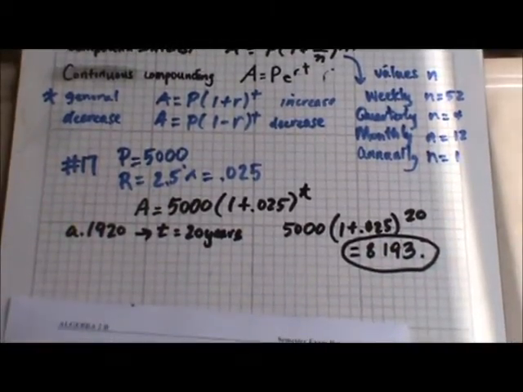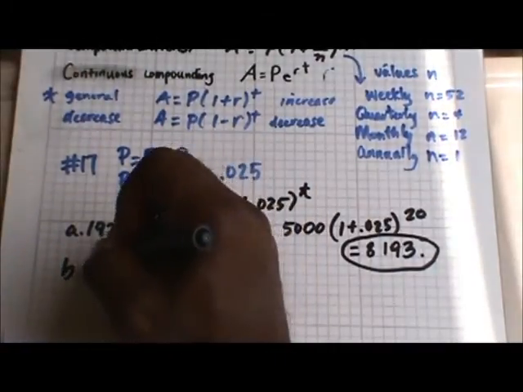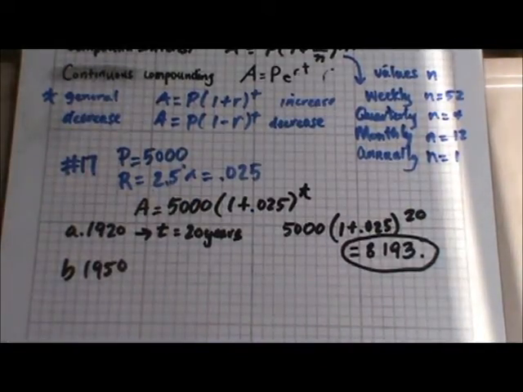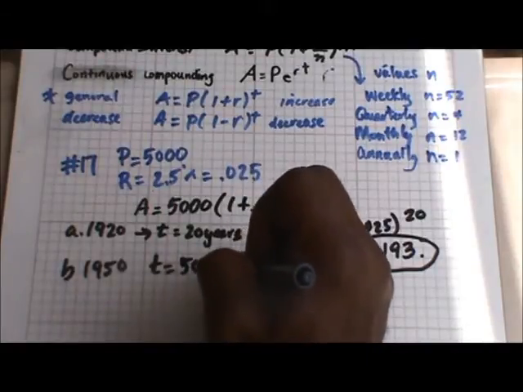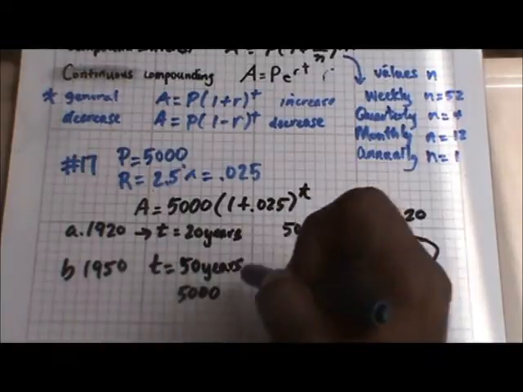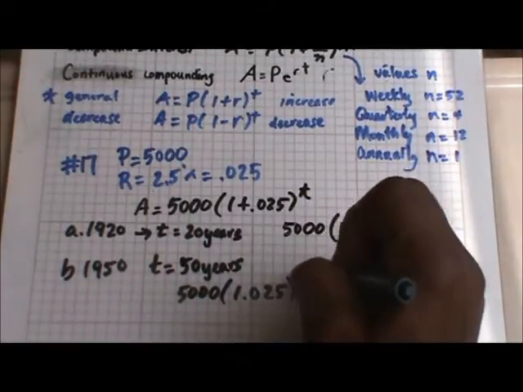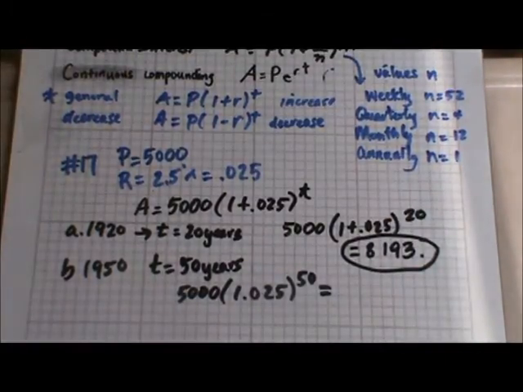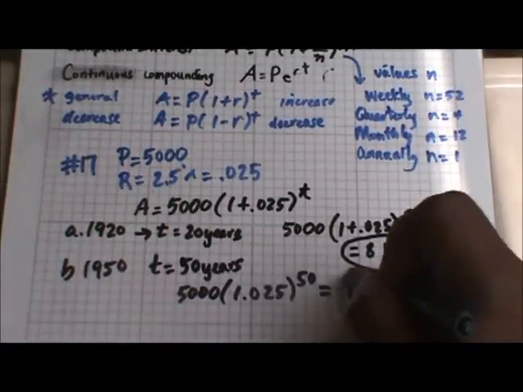For part B, they want to know the population in 1950 to the nearest whole number. So in that case, t is equal to 50 years. We'll have 5,000 times 1.025 to the 50th, and in that case, our answer is 17,186.